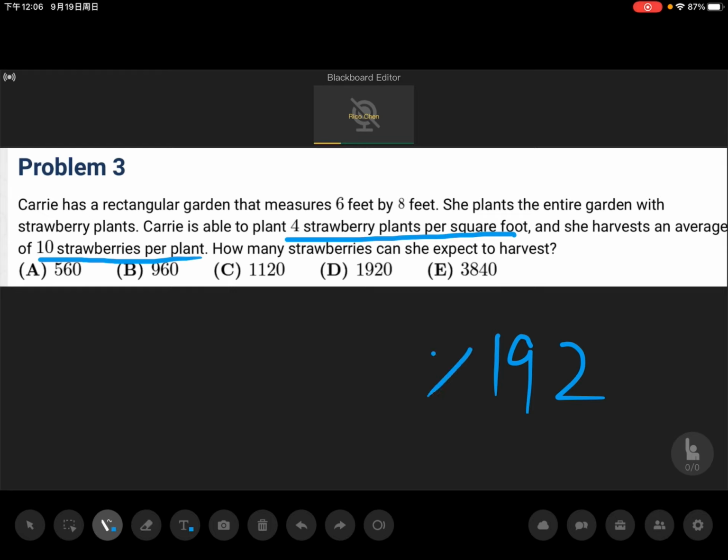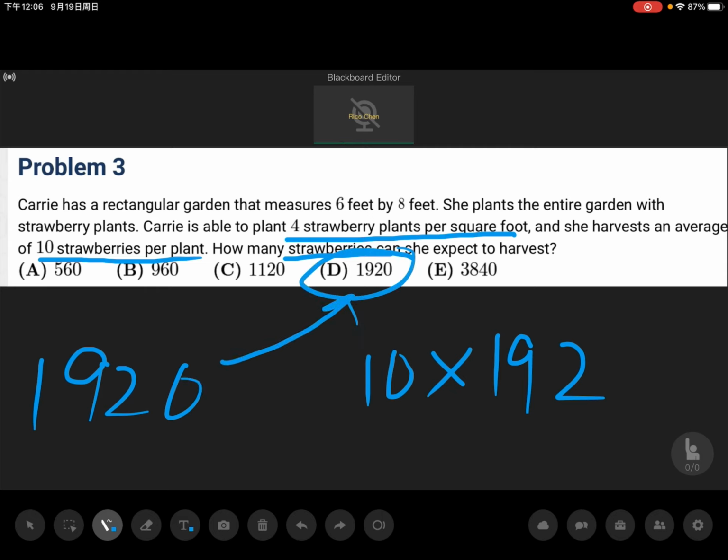So now we multiply 192 by 10 to find the total amount of strawberries, which is what we're trying to find. How many strawberries can she expect to harvest? Which is 1,920 strawberries, which is D. We are on a roll, and now on to problem 4.